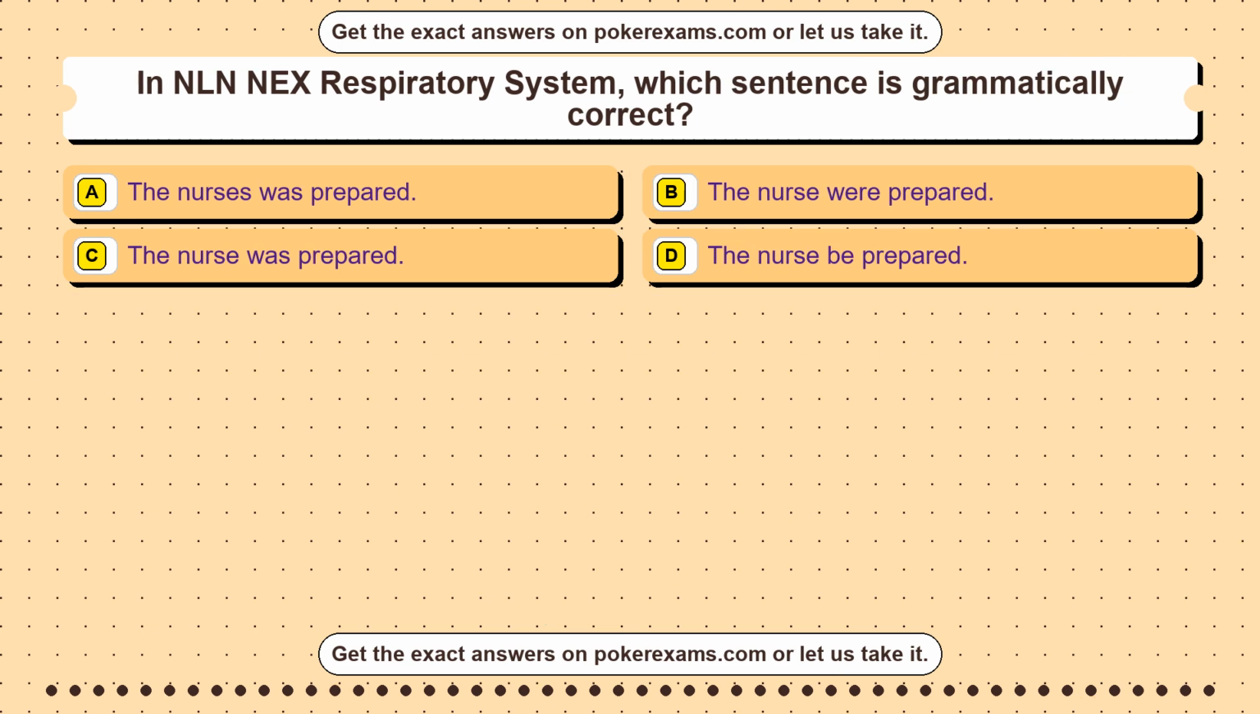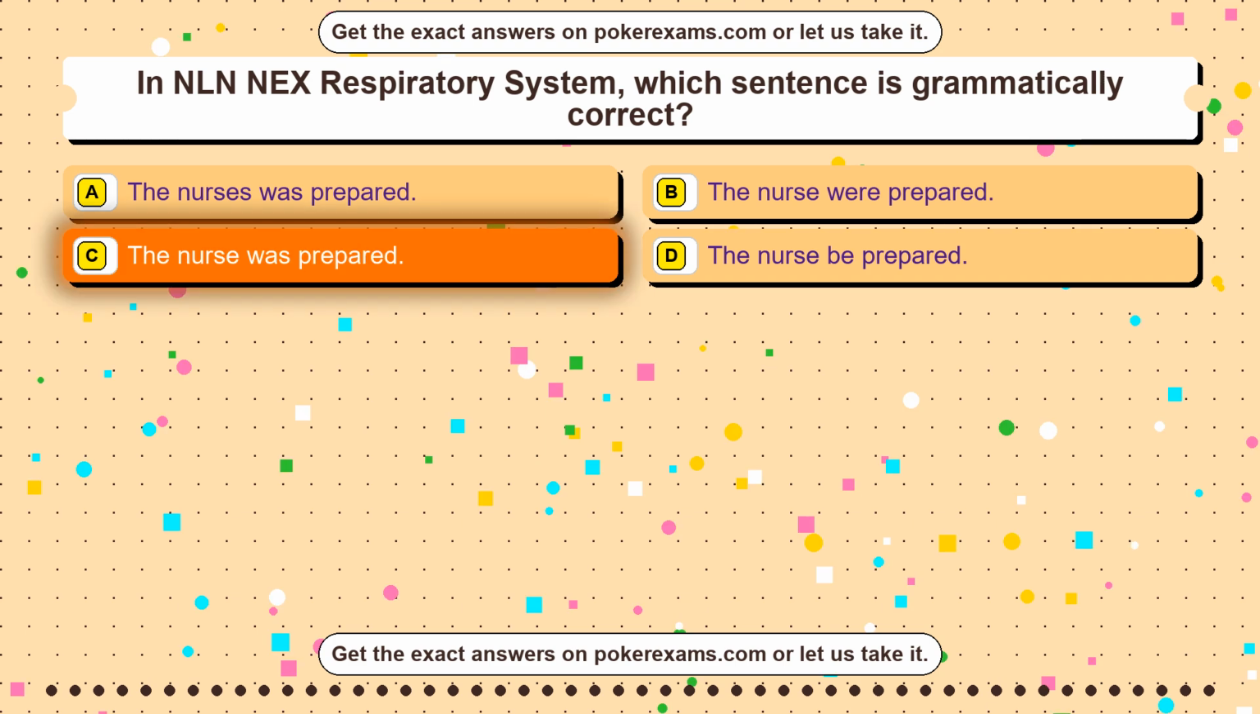Question 13. In GED reading comprehension practice, which decimal equals 3/10? Option A 0.03. Option B 0.3. Option C 3.0. Option D 30.0. The correct answer is option C.